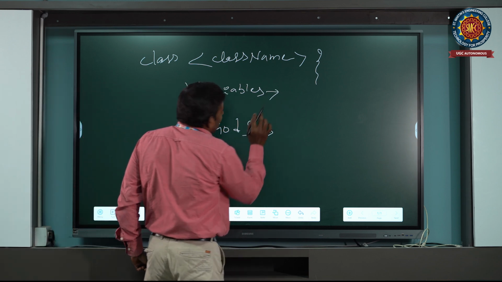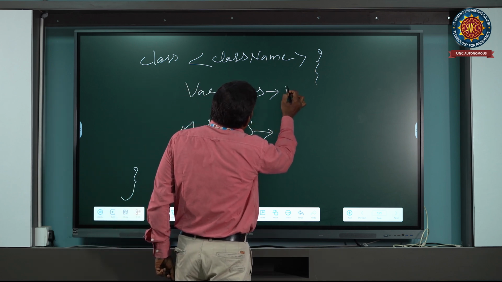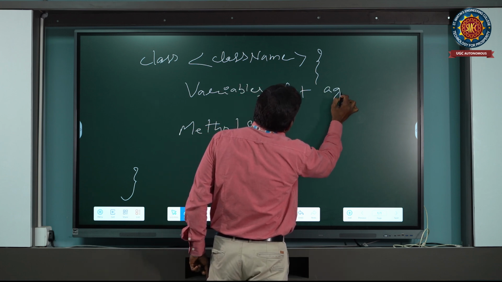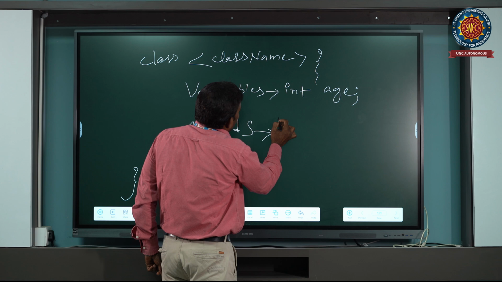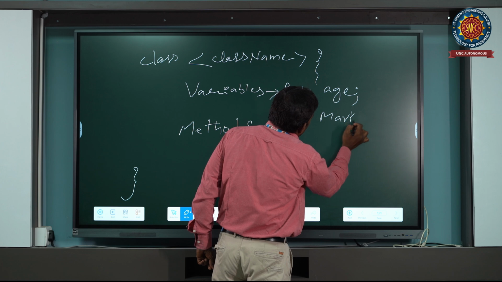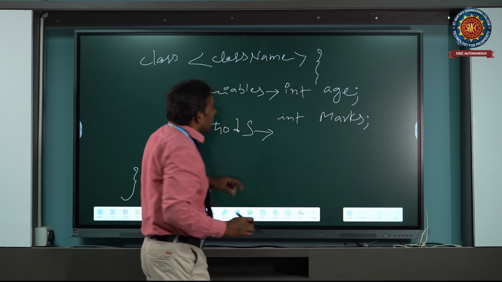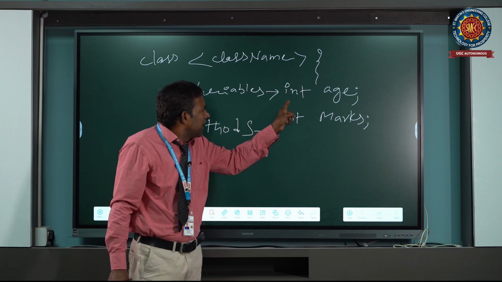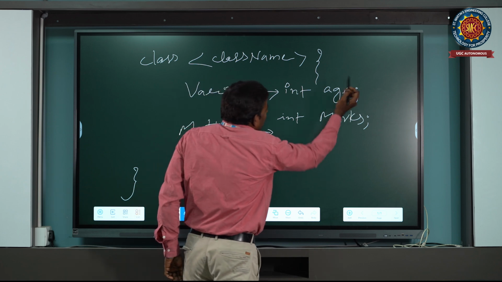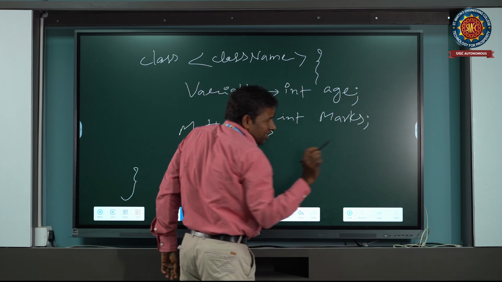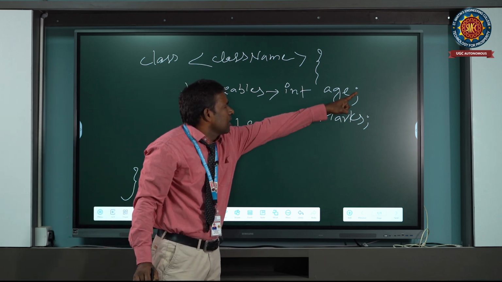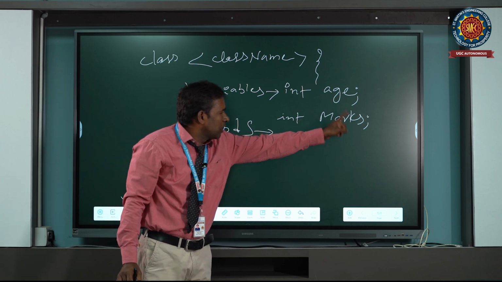Now I give one example: int age, next int marks. After creating the variables, int is a data type and age is a variable. We end the statement with a semicolon only. So: int age, semicolon, int marks, semicolon.